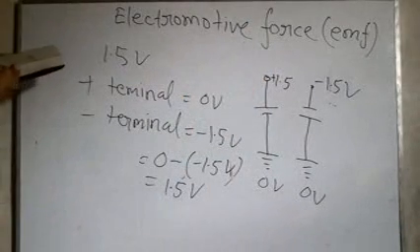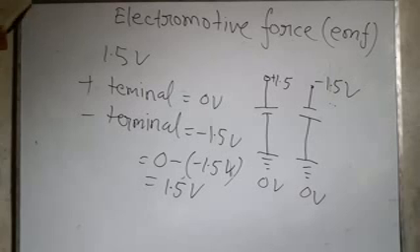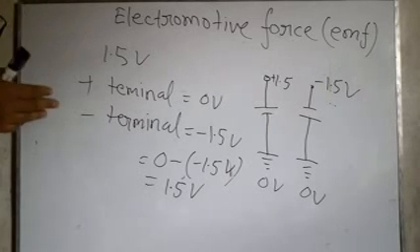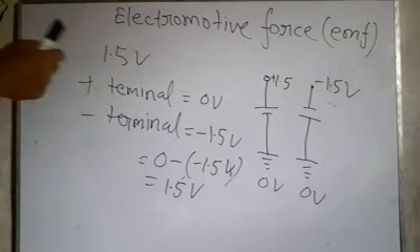Therefore, if the potential difference between two terminals of a battery is 1.5 volt, its positive terminal may be 0 volt or its negative terminal may be 0 volt. When the positive terminal is 0 volt, then the negative terminal will be minus 1.5 volt. But when the positive terminal is at 1.5 volt, then its negative terminal is at 0 volt.